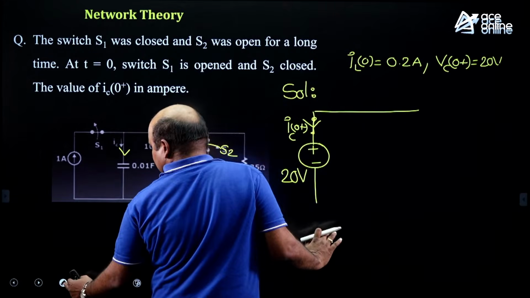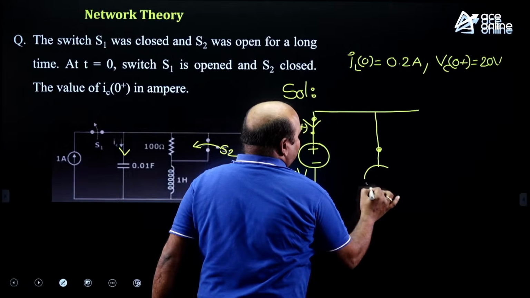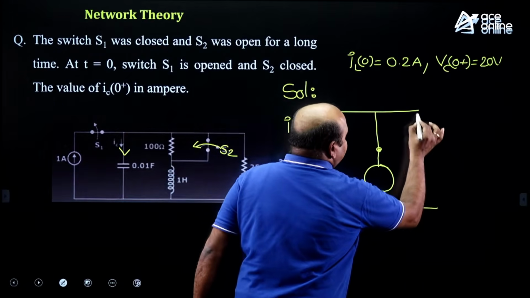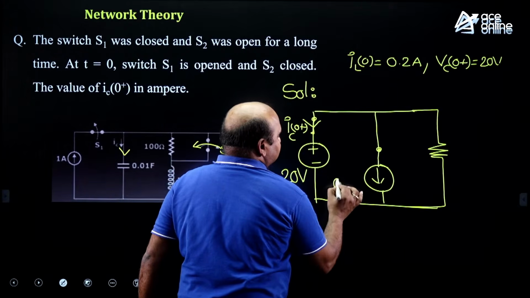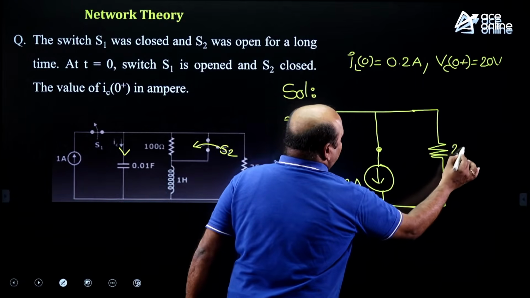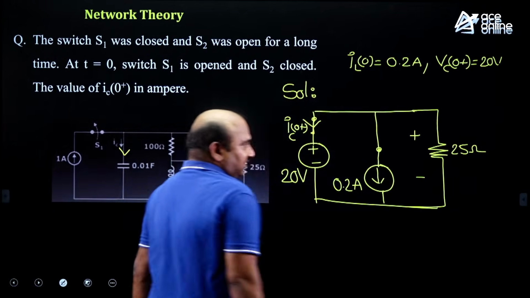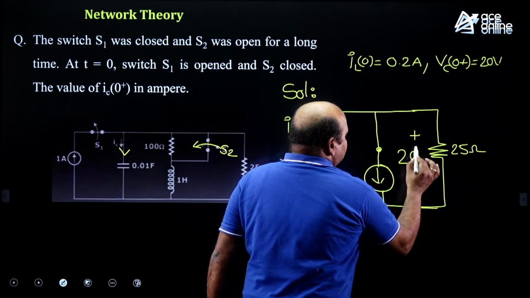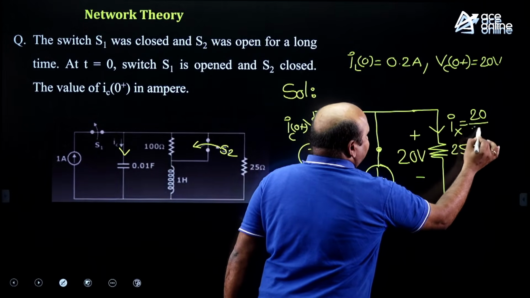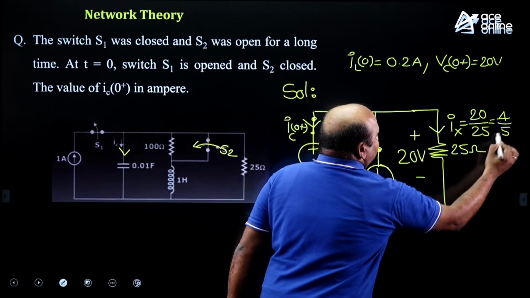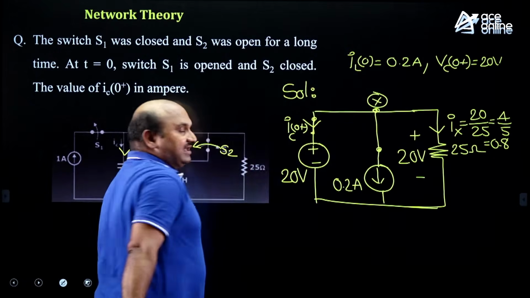We are getting an open circuit with parallel current source, meaning only the current source we are getting. Now this value is 0.2 amperes and this is 25 ohms. All three elements are in parallel, and in parallel you know that voltage is the same, so 20 volts appears here. Ix, suppose if you consider, is 20 by 25, which is 4 by 5, which is 0.8.